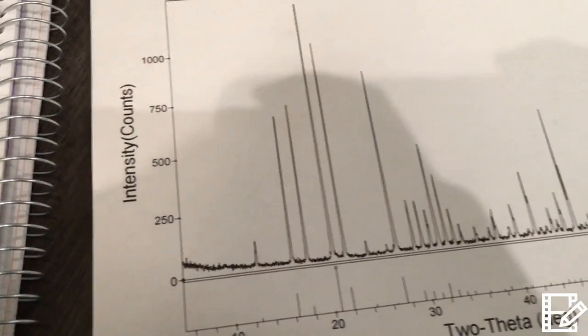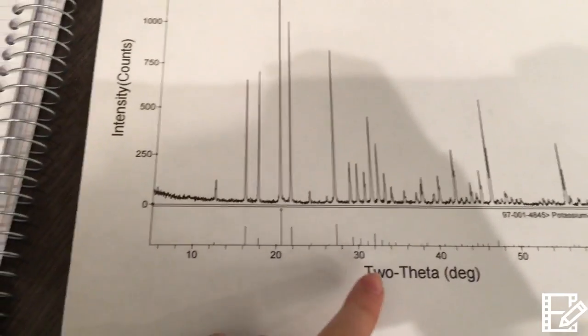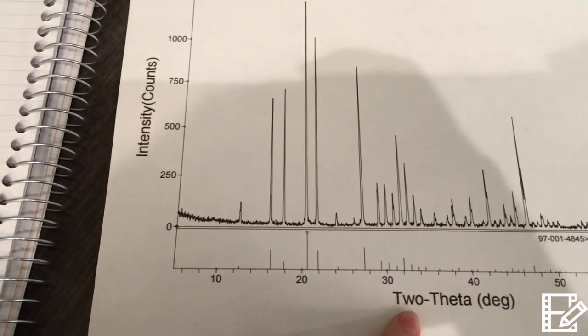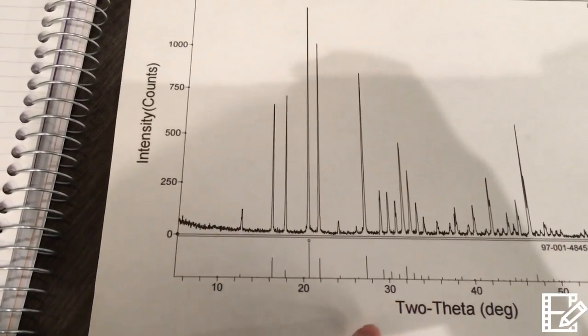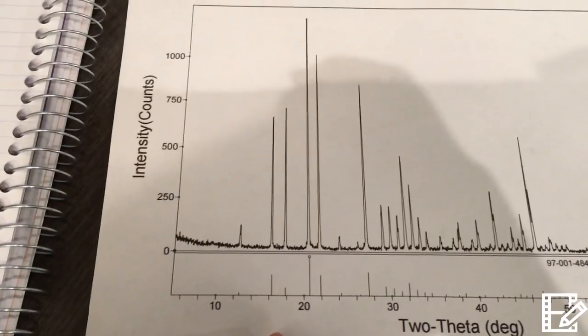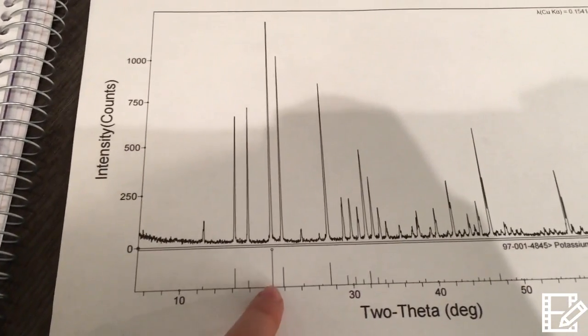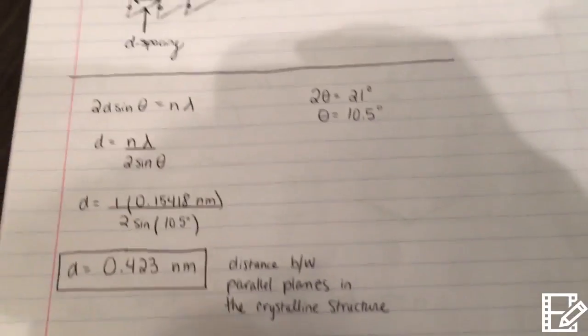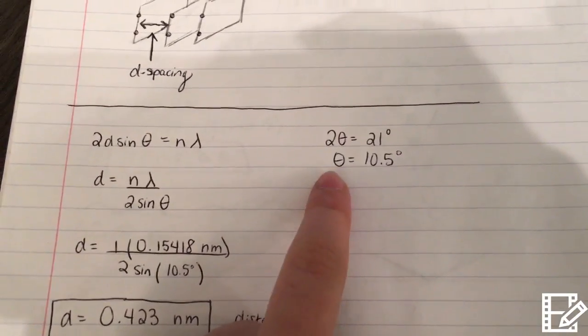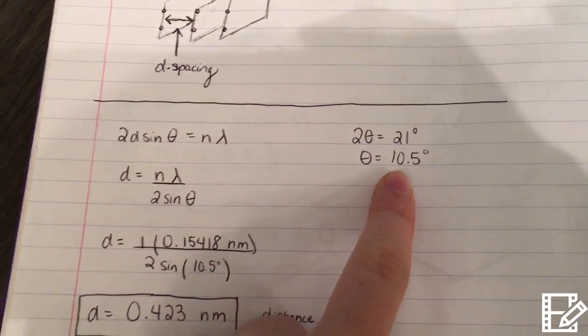Because the intensity versus 2 theta plot uses 2 theta as the x-axis, we should divide the value of 21 degrees by 2 to find theta. So here's our 2 theta, 21. We divide that by 2 to find theta is equal to 10.5.